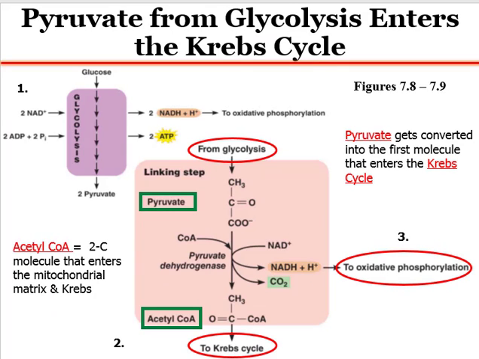Use figures 7.8 and 7.9 in your ebook for clarification on the connection between glycolysis and the link to the Krebs cycle, also known as the citric acid cycle, which leads us to the 3rd and final step in this process called oxidative phosphorylation. This is where a lot of ATP can be made. So far, we've only produced about 3 ATP.